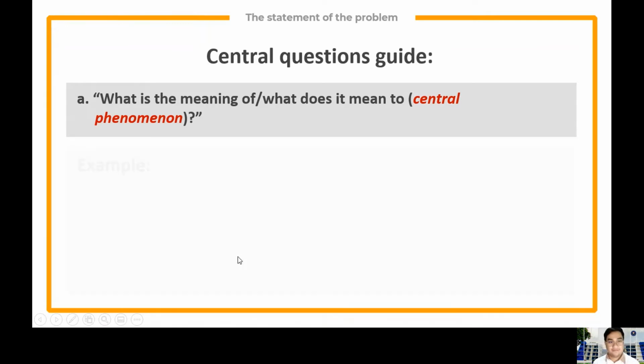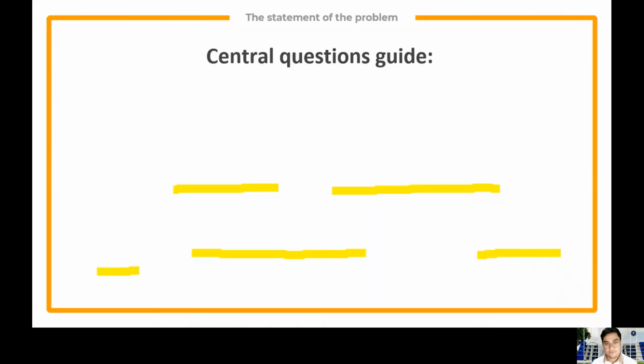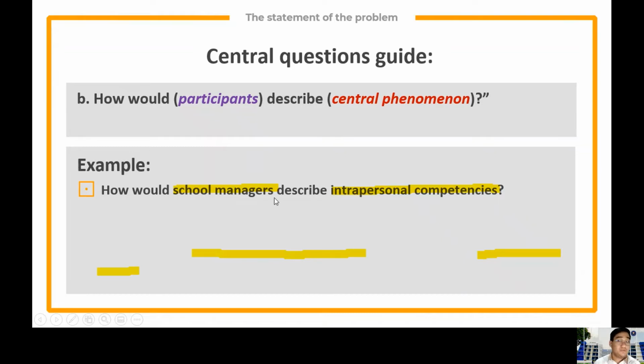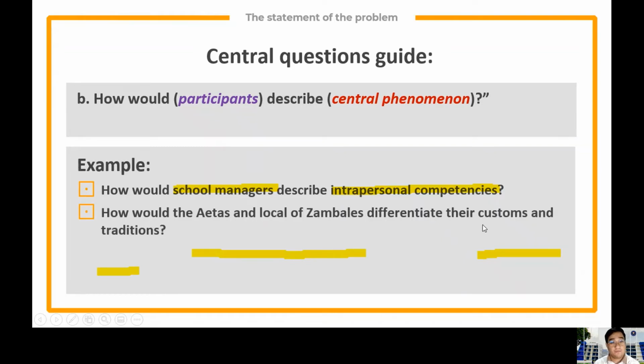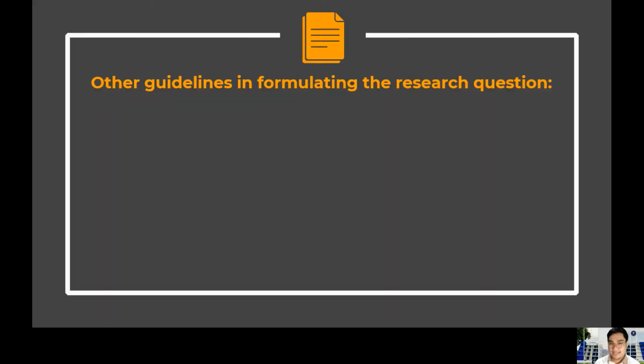The one that you had earlier for your statement of the problem. Central questions guide: how would the participants describe your central problems? For example, how would school managers describe their interpersonal competencies? Or how would the Ata and the locals of Zambales differentiate their customs and traditions? Or how would the top 10 high school students characterize their general study habits? Other guidelines in formulating research questions.